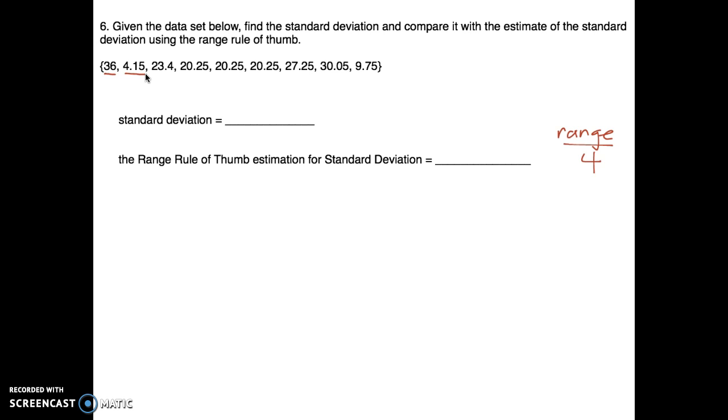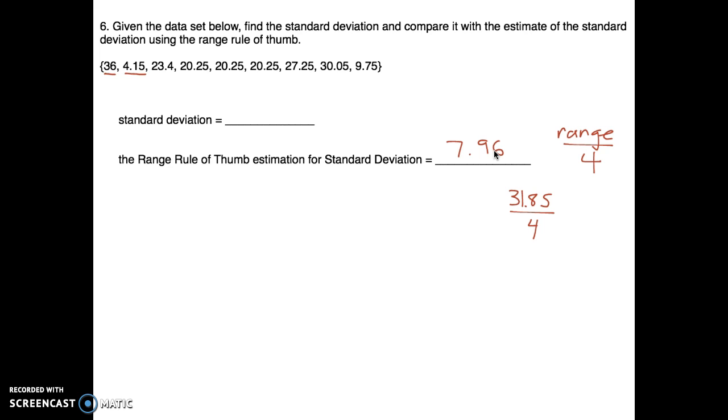So we're going to do 36 minus 4.15, which is 31.85. Then we're going to divide this by 4. And then we're going to round to the nearest hundredth. So you'll get 7.96. So remember, this is just an estimation of what the standard deviation is.